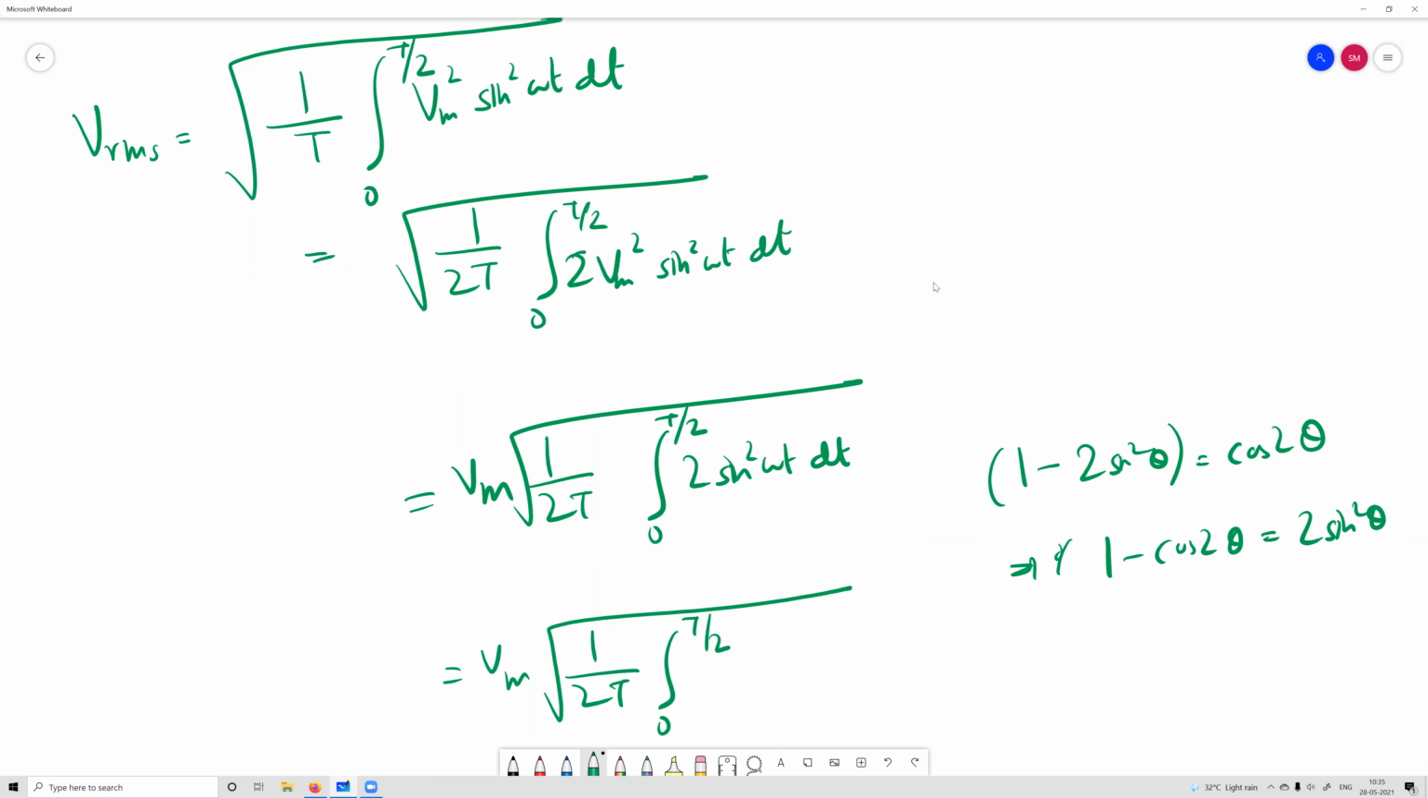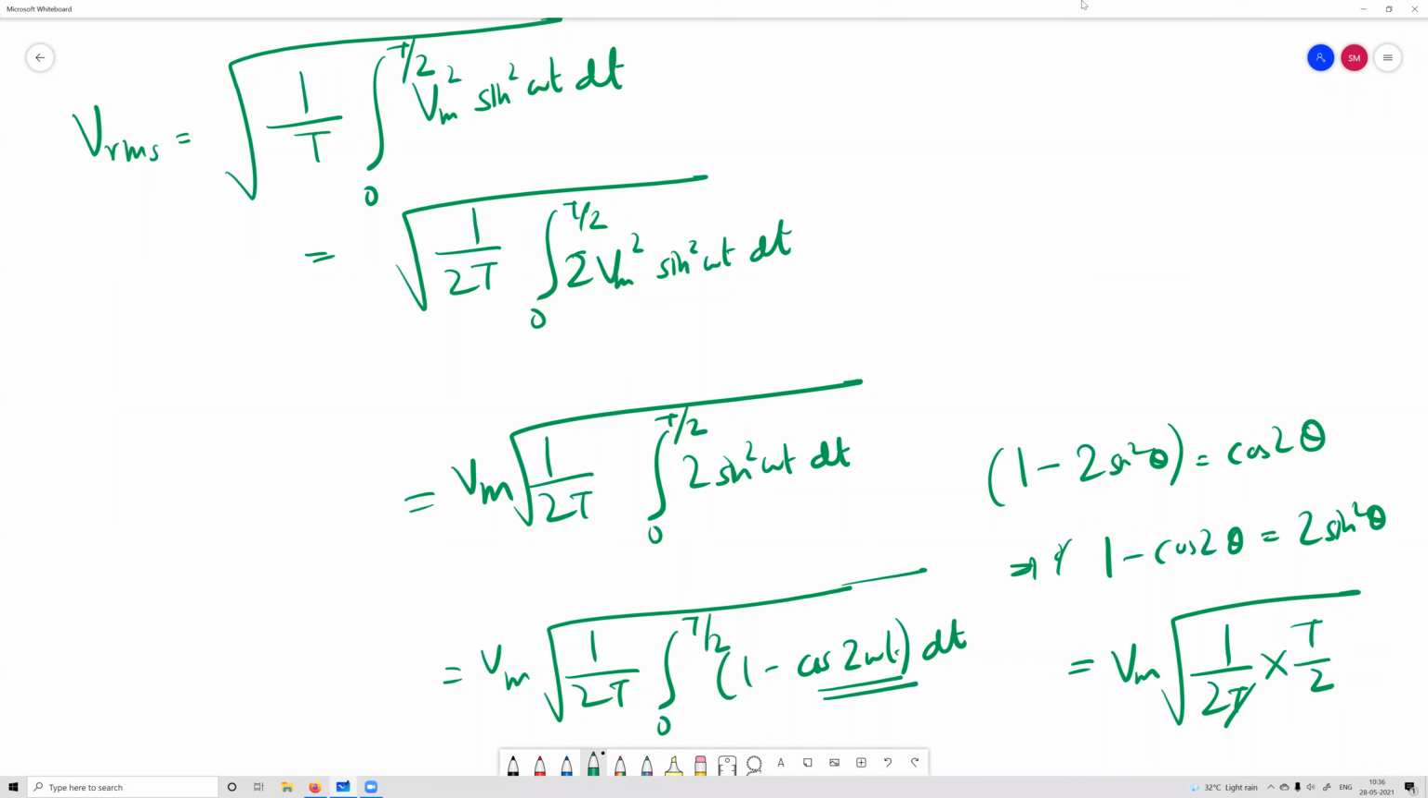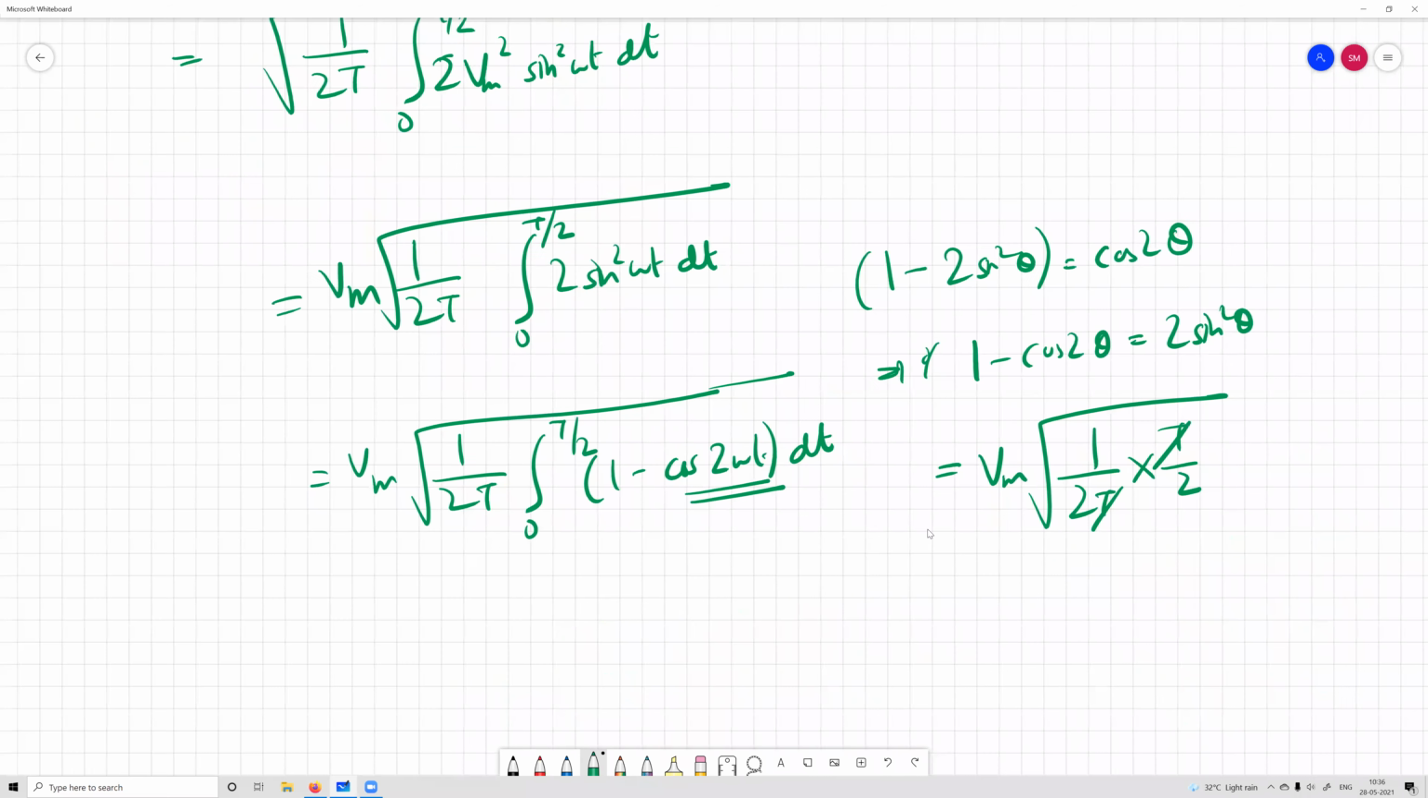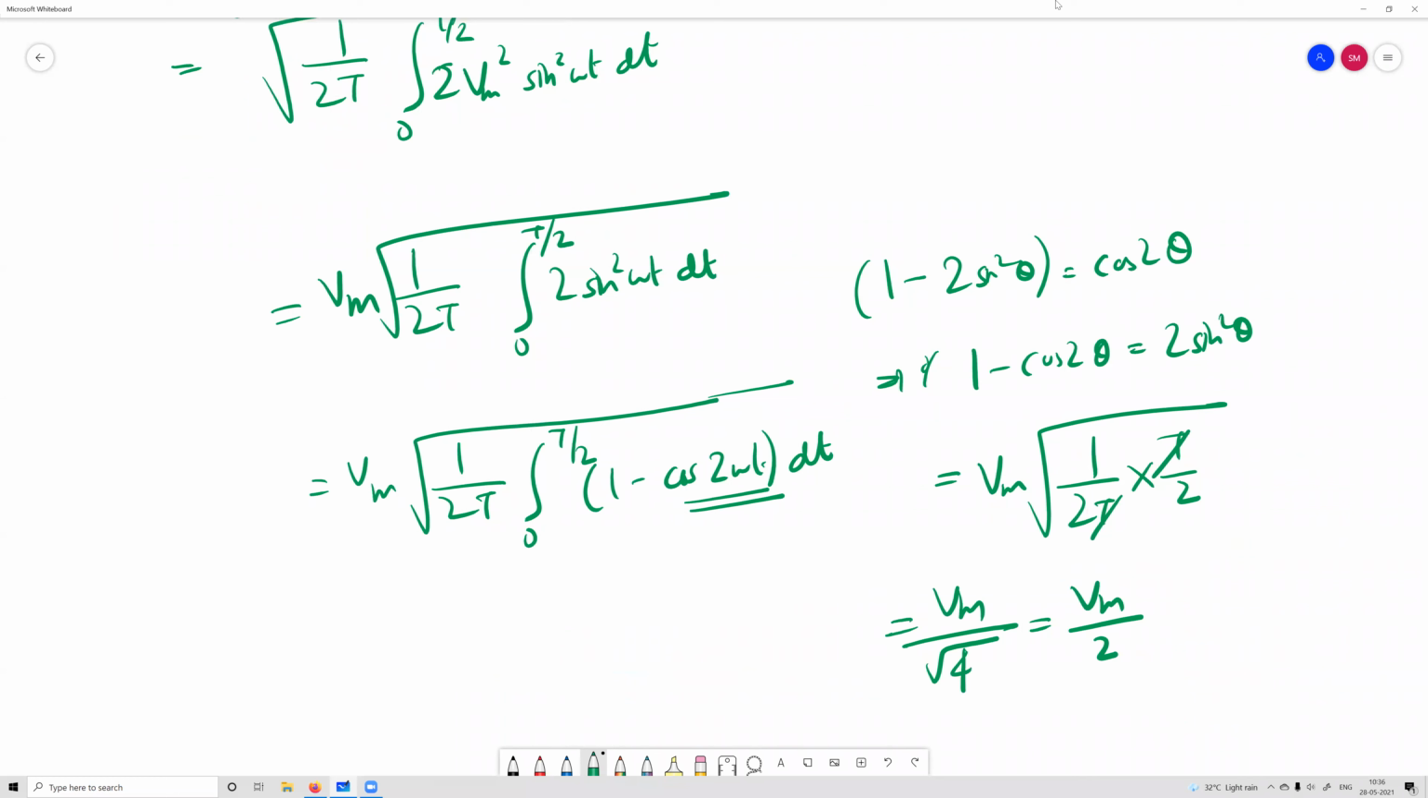If you solve this, this part will come 0. So this will be Vm by 2T into T by 2. T gets cancelled. So this is Vm by square root of 4. That is Vm by 2. So for a half wave rectified sine wave, the Vrms is indeed Vm by 2 as given in the virtual lab. But for a normal sine wave, Vrms is Vm by root 2 as told by Guddu. Is it okay?